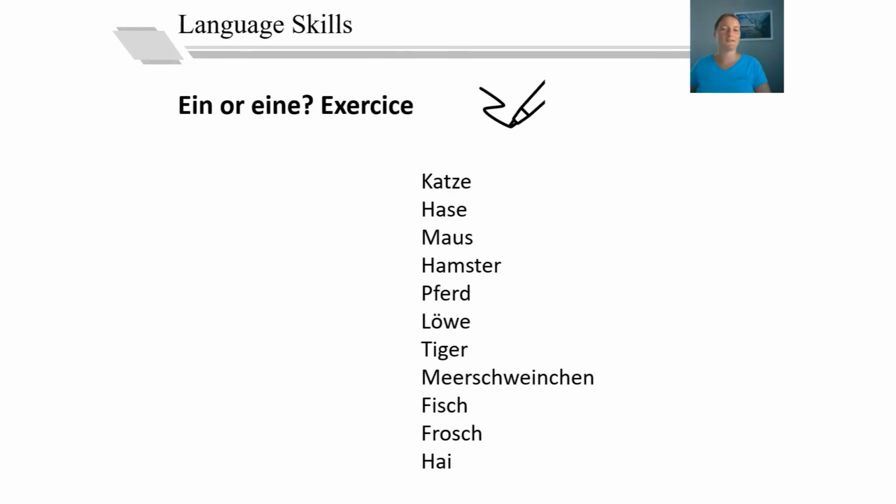Some more exercises. Again, please use the pause button if you need more time, because here come the answers. Eine Katze, ein Hase, eine Maus, ein Hamster, ein Pferd, ein Löwe, ein Tiger, ein Meerschweinchen, ein Fisch, ein Frosch, ein Hase.